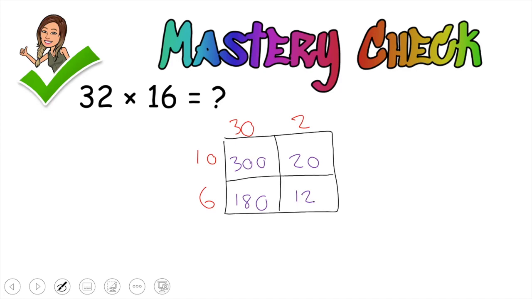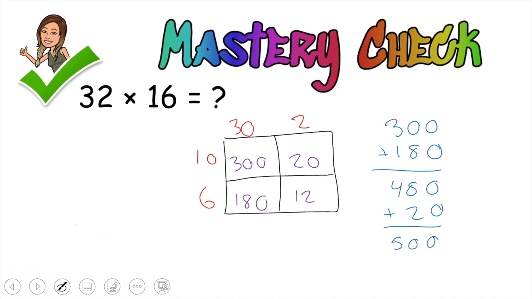Okay, now remember, I'm going to add all these 4 numbers up. So I have 300 plus 180, which is 480, plus 20, which is 500, plus 12, to be 512.